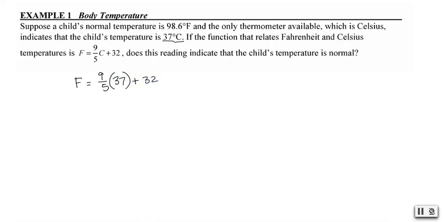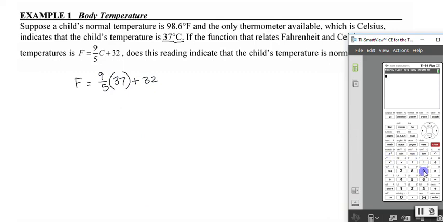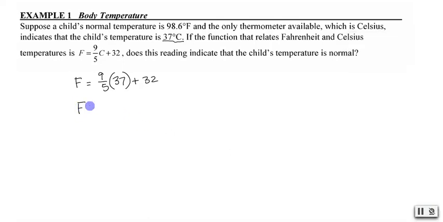And we can just grab our calculator. 9 divided by 5 times 37 plus 32, and that equals 98.6. So our Fahrenheit temperature of 98.6 is what we get from a Celsius temperature of 37 degrees, and that's exactly the same as their normal temperature. So yes, the temperature is normal.